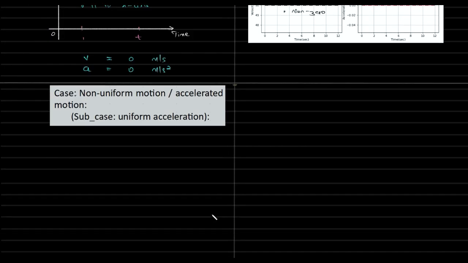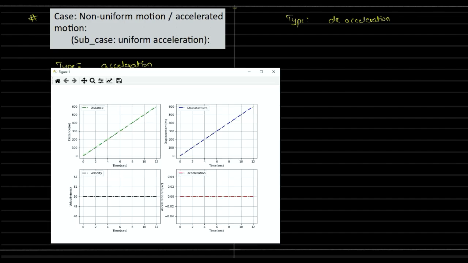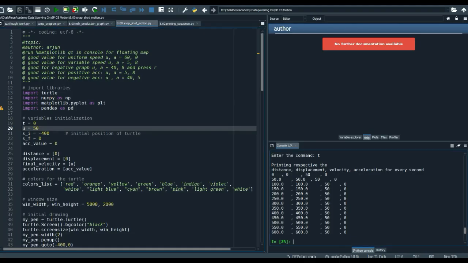Right? And now a case of non-uniform acceleration, that is accelerated motion, under that we are looking at uniform acceleration, and under that I'll just write it as type accelerated motion. Okay, we have one more type, that is deacceleration. So that's what I'm trying to distinguish. So under acceleration we are looking at increasing velocity. So what will happen? Let's see.